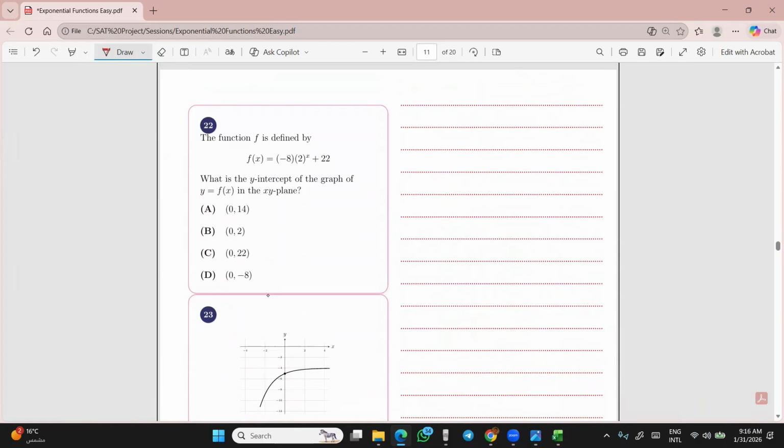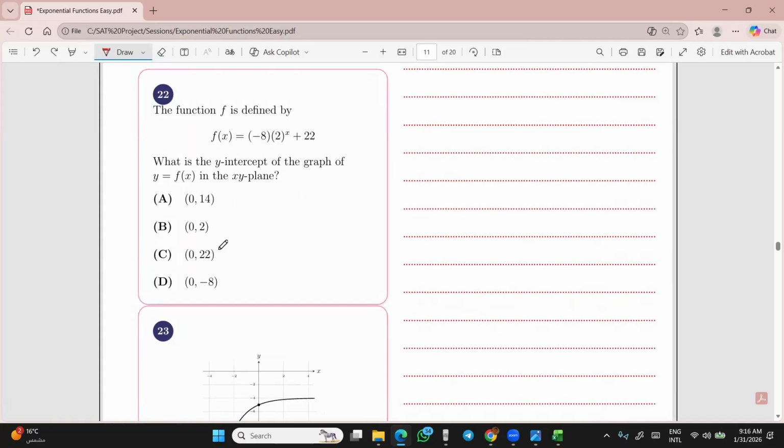Question 22. The function f is defined by this. Here, what is the y-intercept? Here, guys, don't say y-intercept is -8 because we have this number. So y-intercept in this case, we can explain in another way. You have to replace x with 0. So whenever you have y-intercept and you have something after the function, replace x with 0. So -8 times 2 to the power of 0 plus 22.